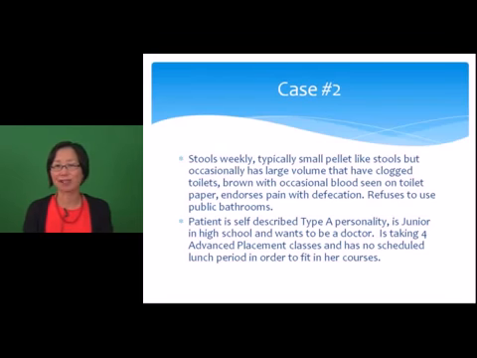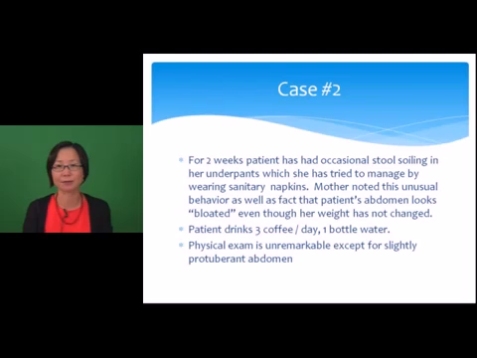Her stools were brown, and sometimes she saw blood on the toilet paper, and she did say that she had pain with defecation. She refused to use the public restrooms because once she actually had clogged the toilet at the mall, and she was mortified. The patient describes herself as being type A personality. She's currently a junior in high school, and she wants to be a doctor. She's taking 4 advanced placement classes at school, and therefore she has no scheduled lunch period so that she can fit all her courses in.